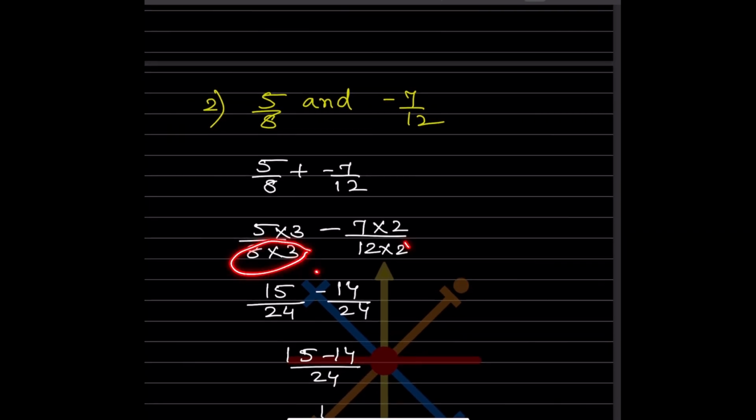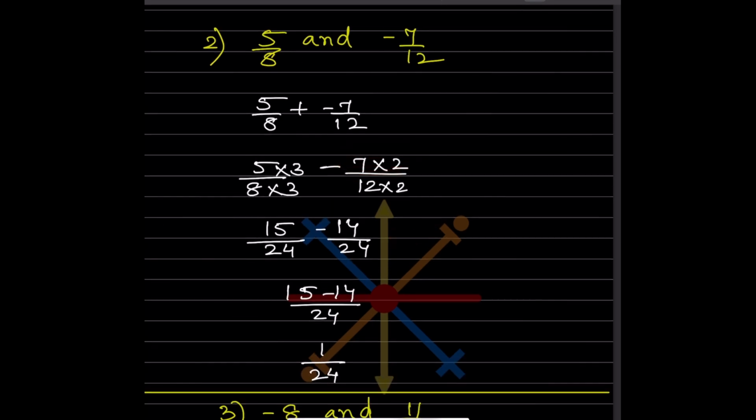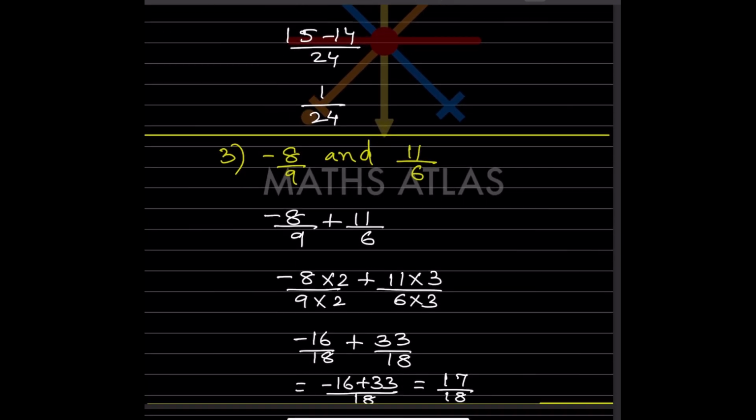So 8 3s are and 12 2s are. Because this is multiplied by 3, this also should be multiplied by 3. Multiplied by 2 means this also should be multiplied by 2. So this will be 15 by 24, 14 by 24. When you subtract this one, 15 minus 14 by 24, that is going to be 1 by 24.